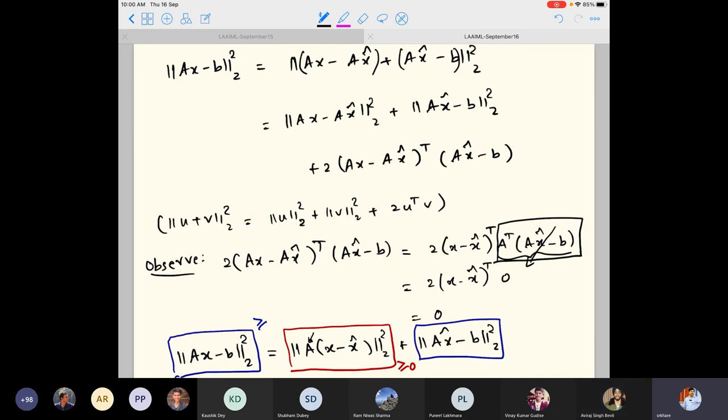That means that A into x minus x hat has to be equal to 0. That means that x minus x hat is 0. That's the only possibility because A has full column rank. That means that the null space of A contains only the 0 vector. So x minus x hat has to be equal to 0. So any other vector for which this equality is achieved has to be equal to x hat. That proves the uniqueness. Got it, sir. Thank you.